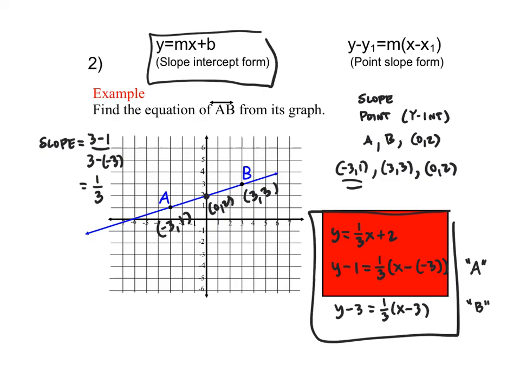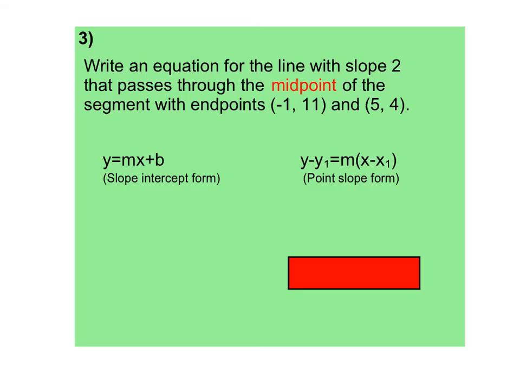All right, two more slides. Let's do it. All right, example 3 says write an equation for the line with slope 2. Okay, that tells me right away my slope is going to equal 2. That passes through the midpoint of the segment that has endpoints (-1, 11) and (5, 4).